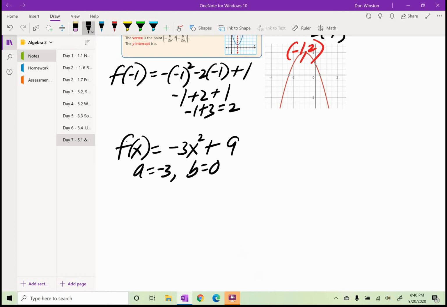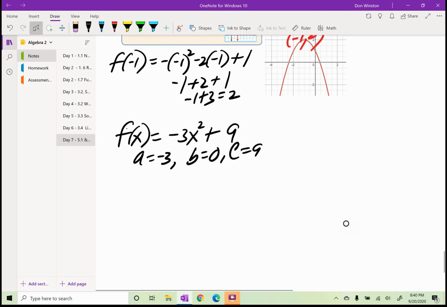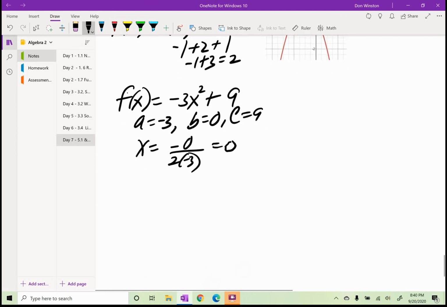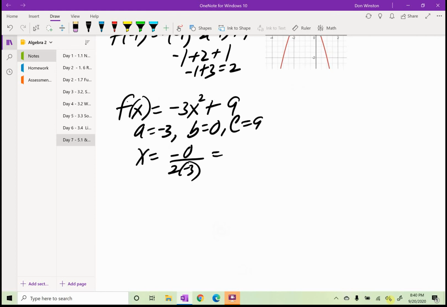There is no b term. Well, b is 0. So 0 times any x is just 0, but b is 0. And again, we don't really need to worry about 9, but I'll write it anyway. So my axis of symmetry is x equal to negative b, negative 0, over 2 times negative 3. Well, that's just going to equal 0. So that's my axis of symmetry.